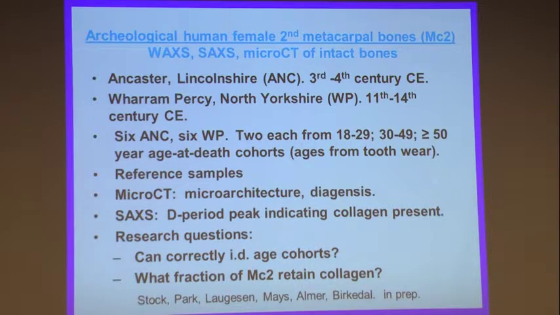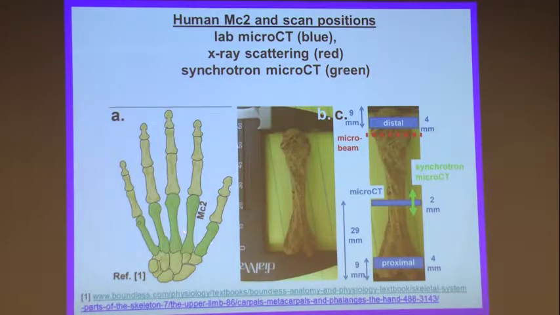And moving forward, here's the second metacarpal bone. It's in the hand right here. It's a favorite of the anthropologists for reasons that I don't know exactly why, and none of them have been able to tell me, but it is something they routinely study. Photographs there. This is where we scanned with the microbeam, and we took measurements of micro-CT at this position, in this position, and then synchrotron micro-CT in this position.